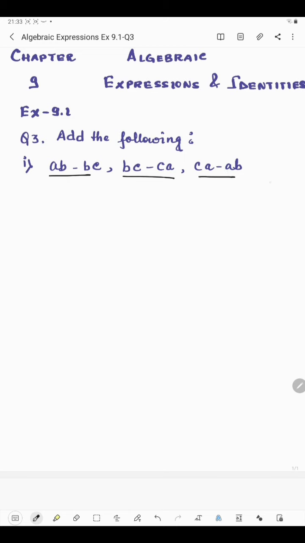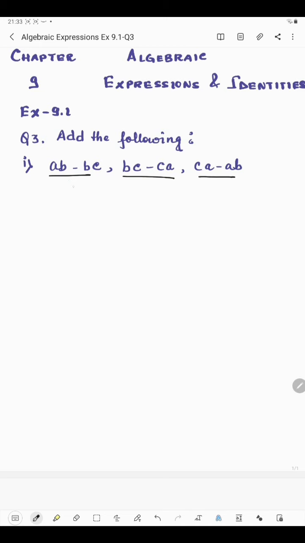Now suppose we have 5 and 4, then 5 plus 4 is 9. If you add in this way, then this is called the line method, and if you add in this way, then this is called the column method. Here I have put 4 below 5 to add this. Here we will be adding these 3 expressions by the column method.